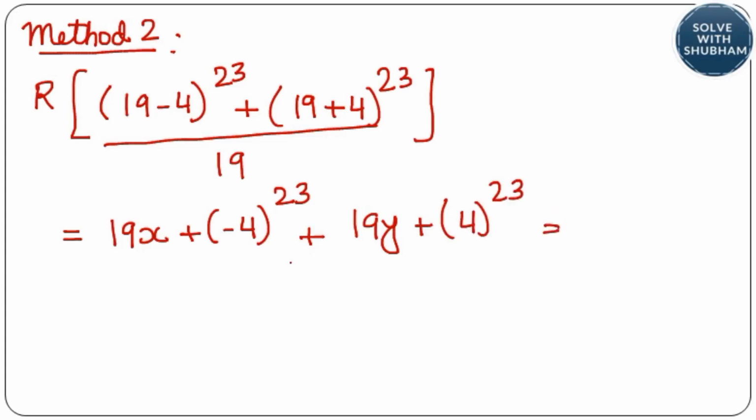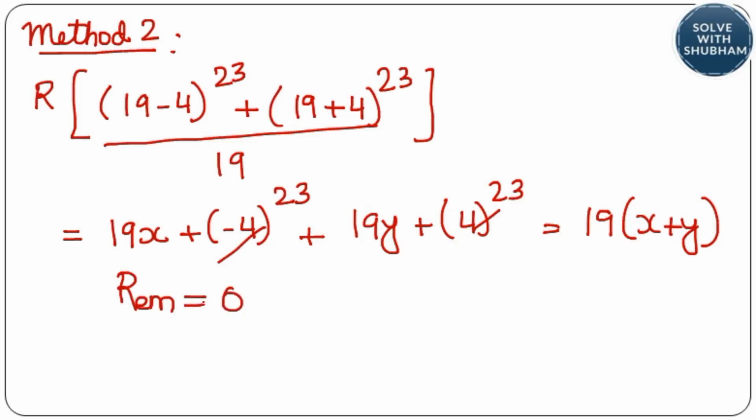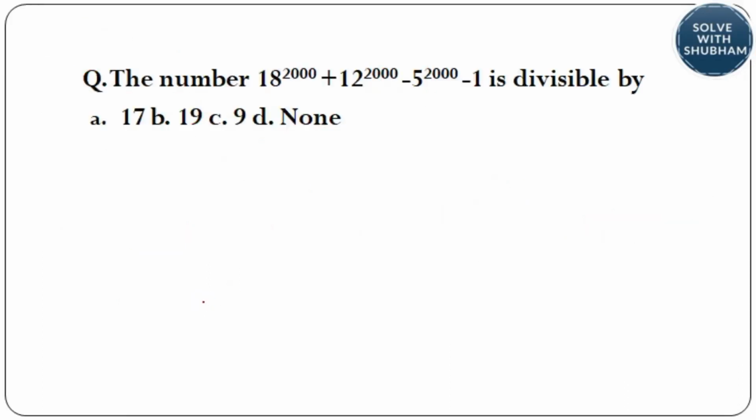So basically these two terms will get cancelled. This is coming as 19 times x plus y. So it's a multiple of 19. Therefore, the remainder would come as 0. So we have made use of both the concepts and we have got the answer as 0.